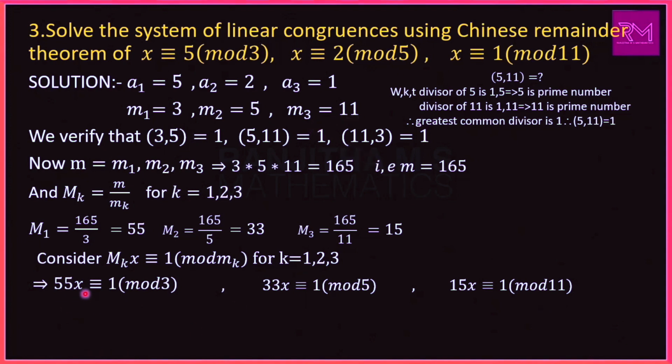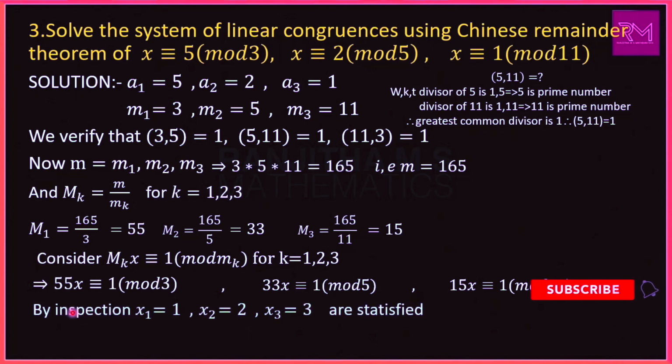Next, by inspection method, we have to find the x value for each of these. So we get by inspection x1 is 1 here. If we substitute x is 1, 55 into 1 is 55, which is congruent to 1 mod 3. Therefore, 3 divides 55 minus 1, which is 54. Obviously 3 divides 54. Similarly, if we substitute x equal to 1 here, 33 minus 1 is 32. So 5 does not divide 32. If we substitute x equal to 2, 33 into 2 is 66, and 66 minus 1 is 65. Therefore 5 divides 65, which satisfies. So x2 is 2 here. In a similar way, x3 is 3 here.